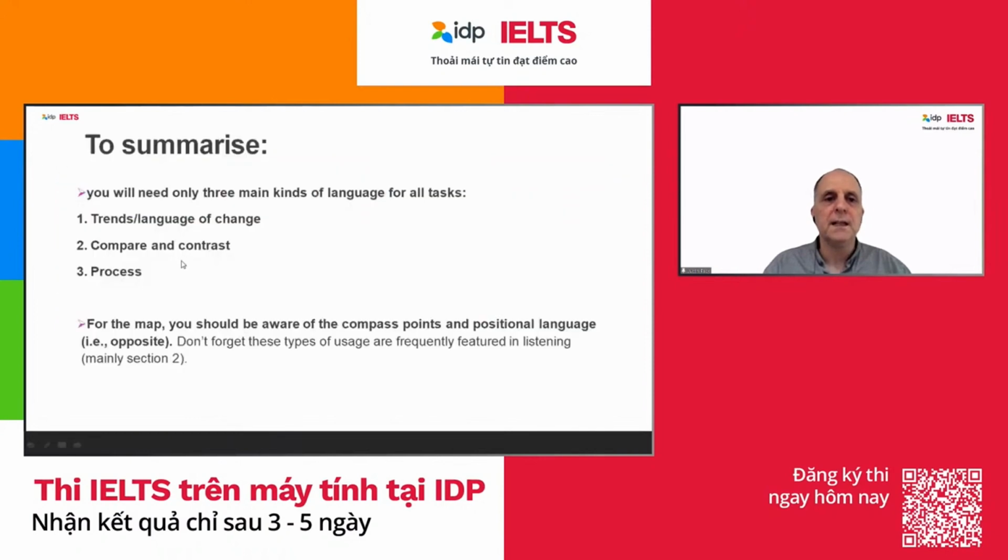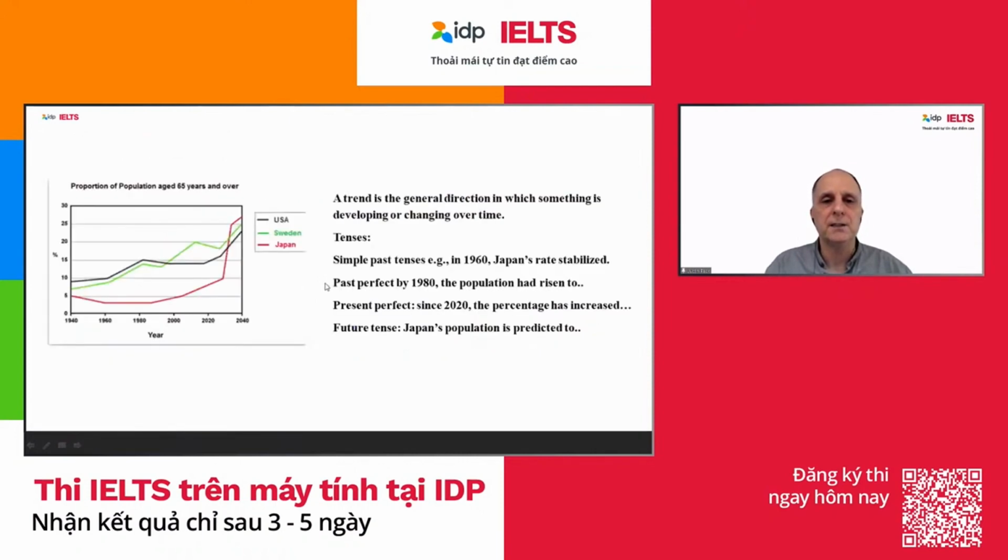Okay, now for each, as a summary for these particular graphs, remember to review the language: change and trends, compare and contrast, and the process. For the map, you should be aware of the compass points and positional language. Don't forget, these types of usage are frequently in listening, part 2 or section 2. So from those, let's go into a little bit of the language or the grammar.